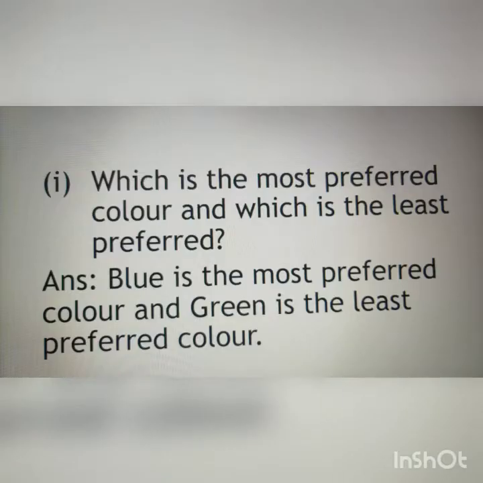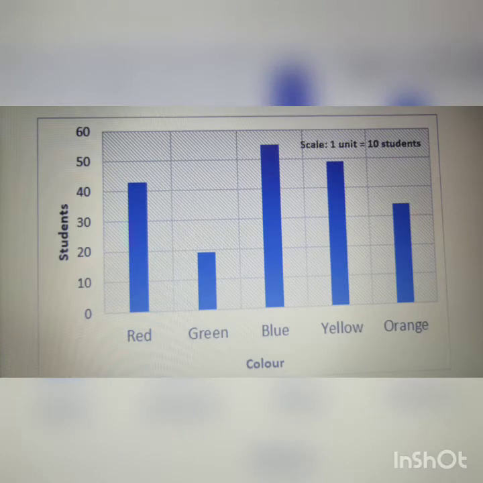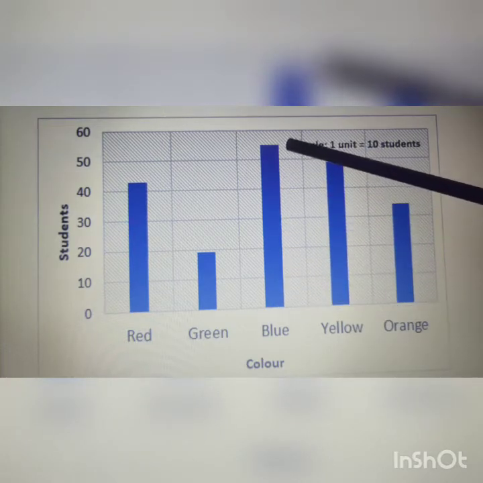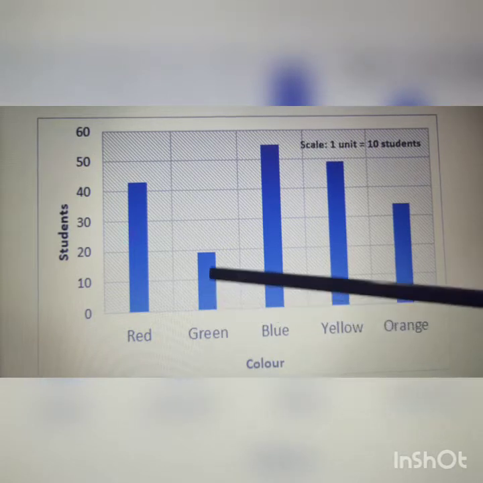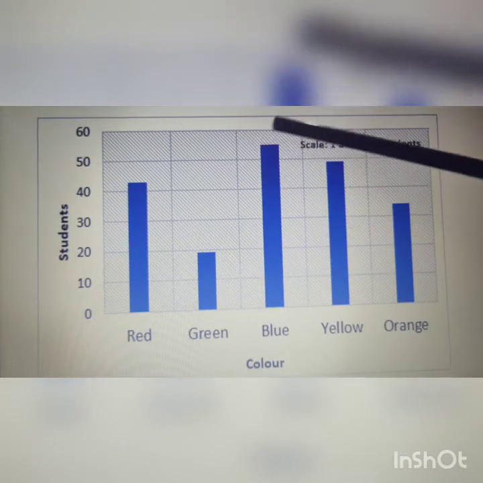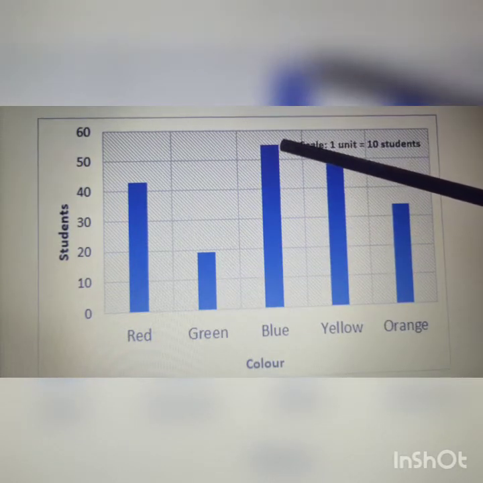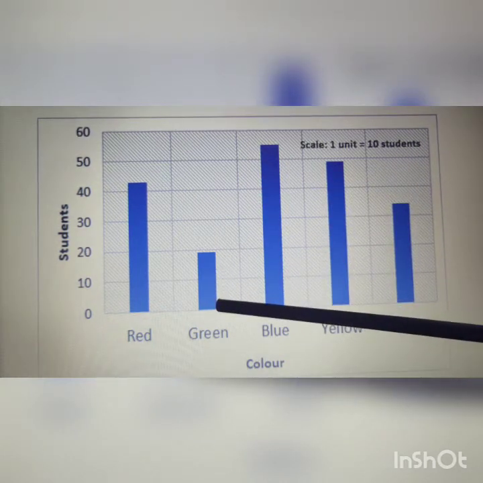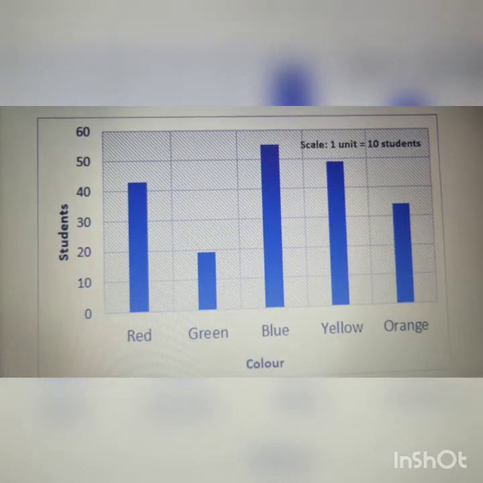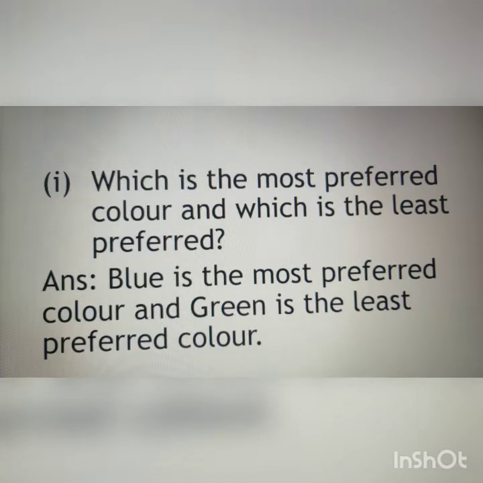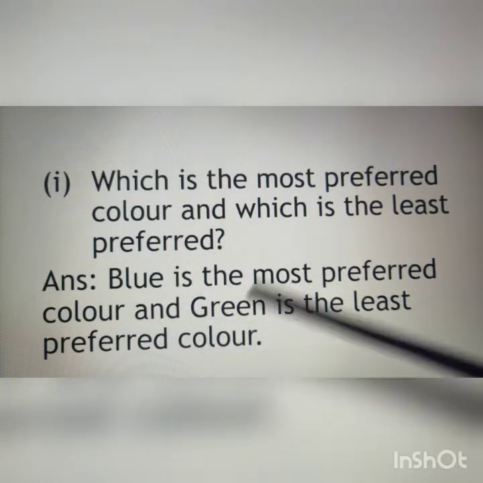Question number 1. Which is the most preferred color and which is the least preferred? From the graph, it is clear that the bar representing blue is the tallest and the bar representing green is the shortest. So, blue is the most preferred color and green is the least preferred color.